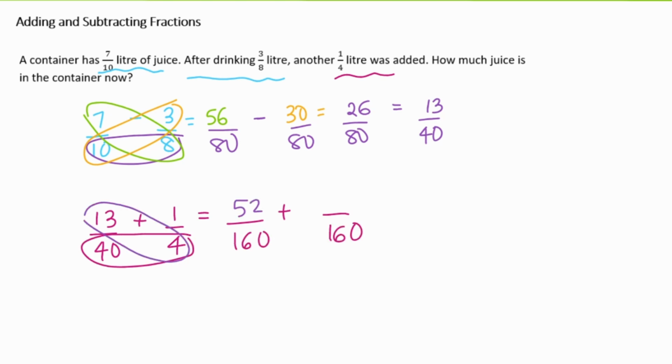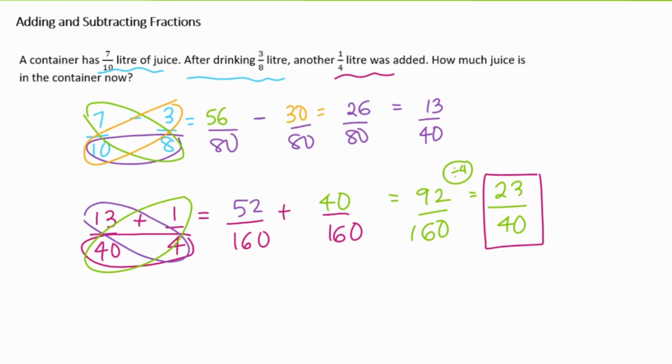13 times 4 gives us 52, and 1 times 40 gives us 40. If we add that, we get 92 over 160. And we can simplify this using our 4's. So 92 divided by 4 gives us 23, and 160 divided by 4 gives us 40. So 23 over 40 litres is what is left in the container now.